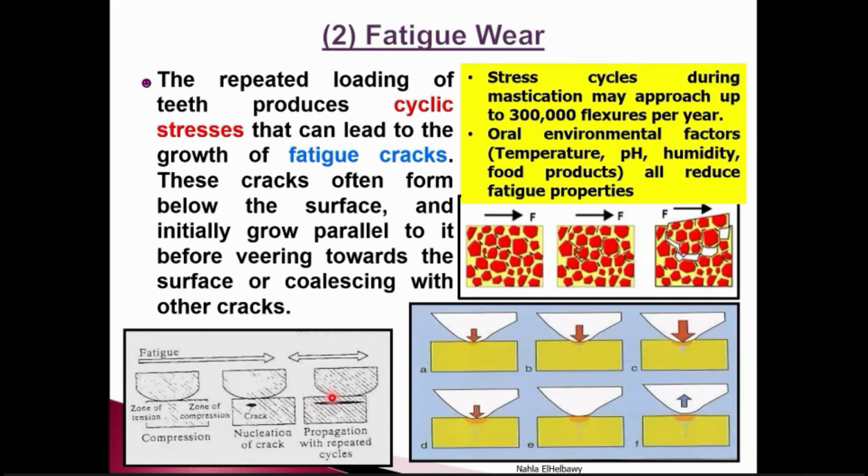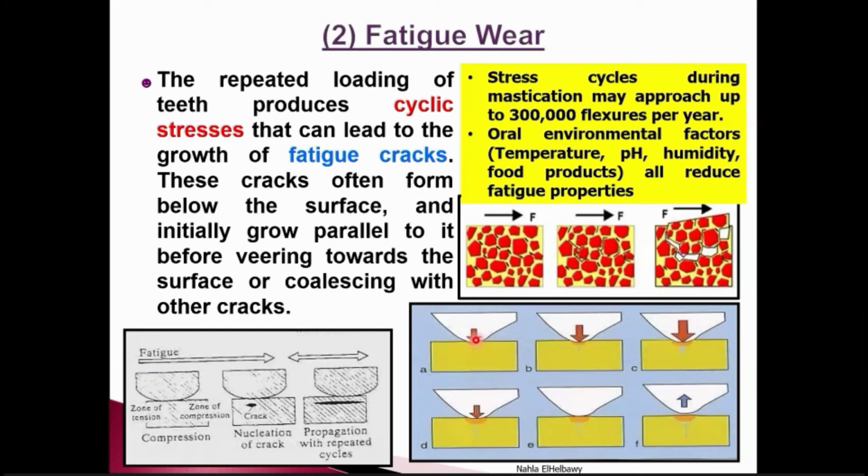So this will result in chipping, like chipping of enamel, chipping of porcelain. So this we call fatigue wear. If you see this picture, the black lines show micro cracks, and then they join each other to make a bigger crack. And finally, they cause fracture of this fragment. So this fragment will chip out. So in case of fatigue wear, we usually find a small piece chipped out.